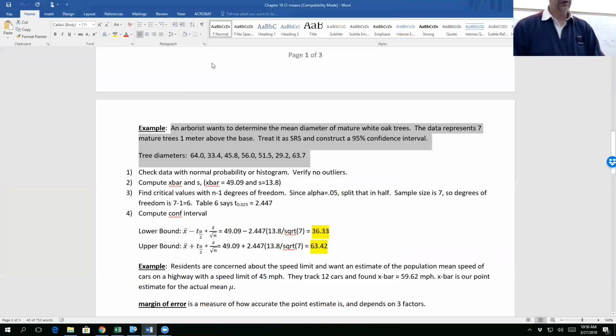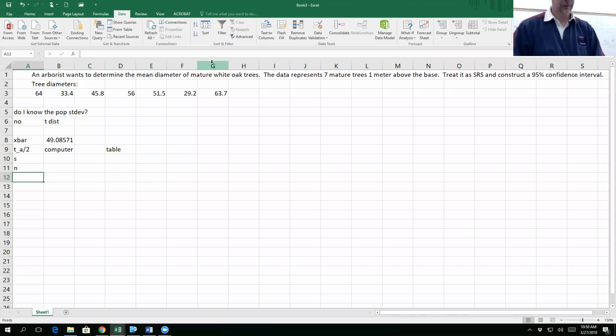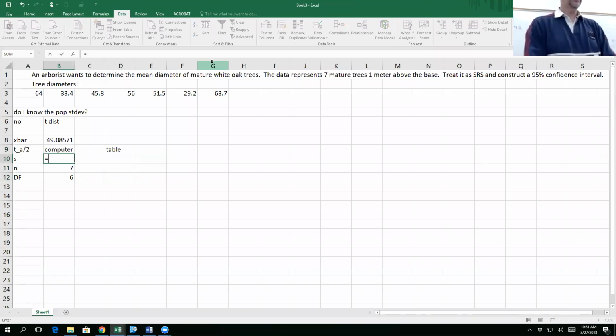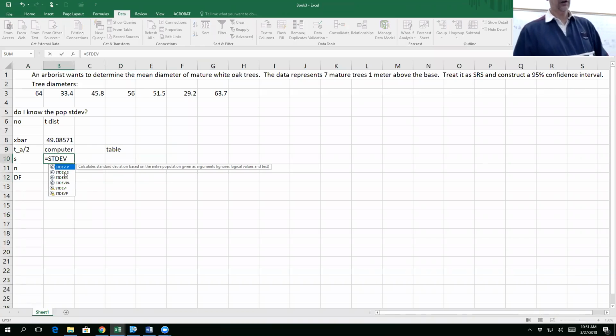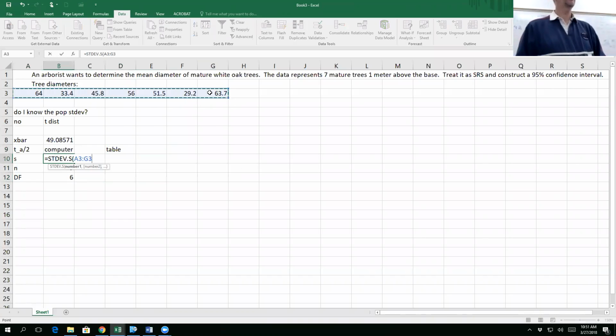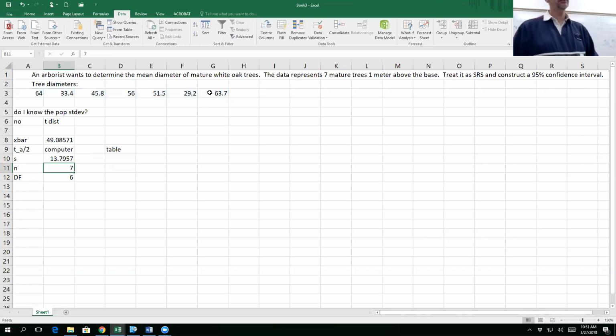The other thing I need to know here is my degrees of freedom, right? What's my N in this case? 7. So 6 degrees of freedom. Oh, by the way, what's my S? How do you figure that out quickly and easily with the computer? STDEV, the dot S if you want, or just plain old that, and then you highlight your data. I won't make you figure out the standard deviation by hand until the final exam. Okay? Is that a deal? Are you going to learn it by the final exam? Okay, you've been warned, it's on video. You can't say I didn't warn you. Okay, so the standard deviation is 13.79.